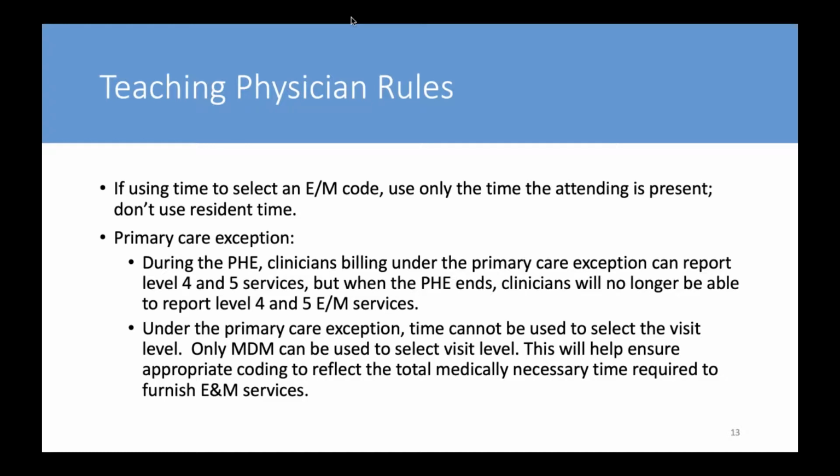During the PHE, clinicians billing under the primary care exception can report level 4 and 5 services. Normally you can only bill up to a 99213, which is great for insurance carriers. Even if you get a level 5 visit, but the resident saw you the entire time without the attending actually seeing you, they can only bill up to a level 3, 99213. But during the public health emergency, they can do this.